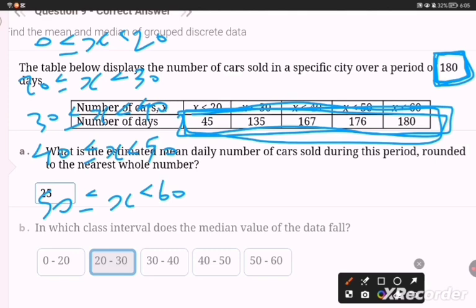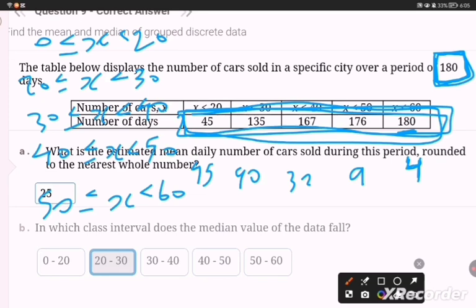So all you have to do is just do the value, for example, 180 minus 176. Okay, so 180 minus 176. So that means here your frequency would be 4. 176 minus 167. Okay, your frequency is 9. 167 minus 135. Your frequency is 32. 135 minus 45. It is 90. And then your first value is always just the same. So these are your frequencies.